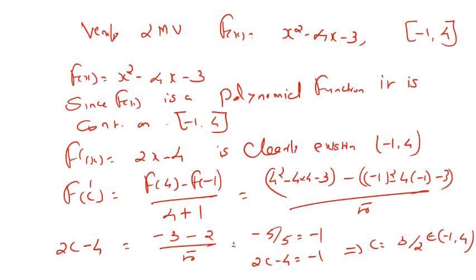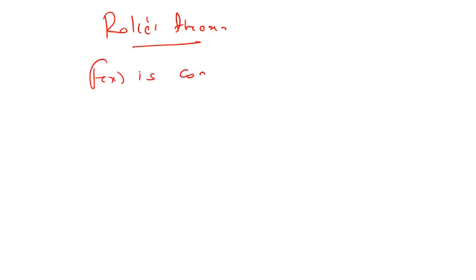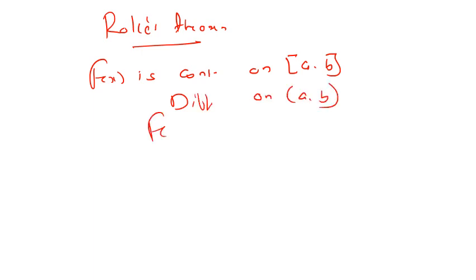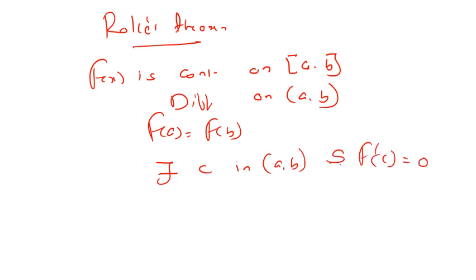So these are the two things we have to study. What is Rolle's theorem? F of x is continuous on closed interval [a, b], differentiable on open interval (a, b), f of a is equal to f of b. Then there is a c in open interval (a, b) such that f dash c is equal to 0. This is called Rolle's theorem.